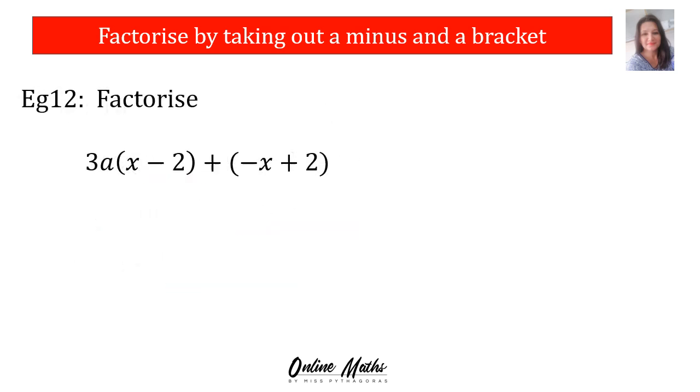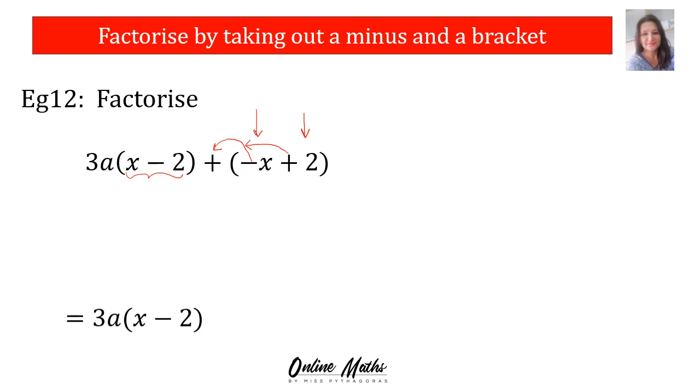Let's do another one. Example 12, factorize. So what can you see? On the first one, there's the x minus 2, and then on the second term, there's a problem, because suddenly this one is negative x plus 2. Can you see the two brackets are different? So what we will do is pull out this minus as a common factor. But remember, when you pull out a minus, you have to pull it out from both terms.